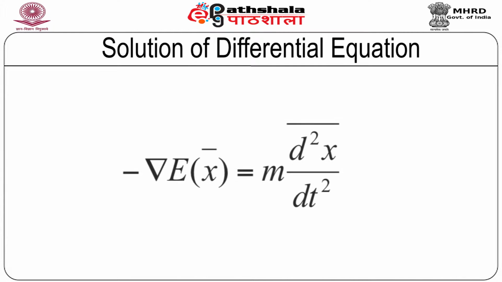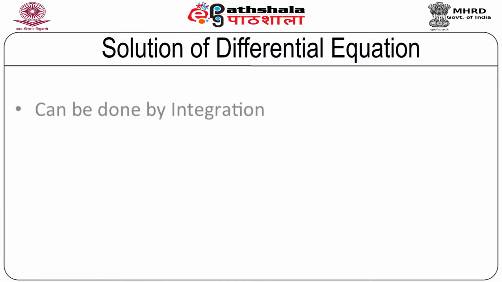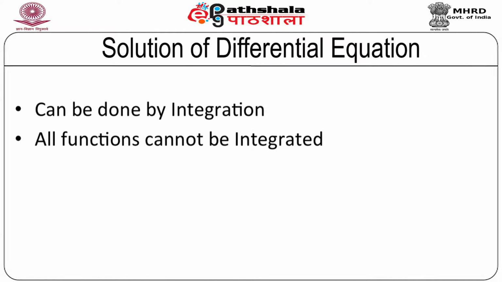Now we have a differential equation that is minus grad E is equal to m d2x dt2, and we have the variable of x on my left hand side and the differential coefficient of y at the right hand side. This kind of differential equation can be solved, but we can solve it only numerically, as shown here. That differential equation is similar to integration, and integration can be done on pen and paper, but all functions cannot be integrated by pen and paper.